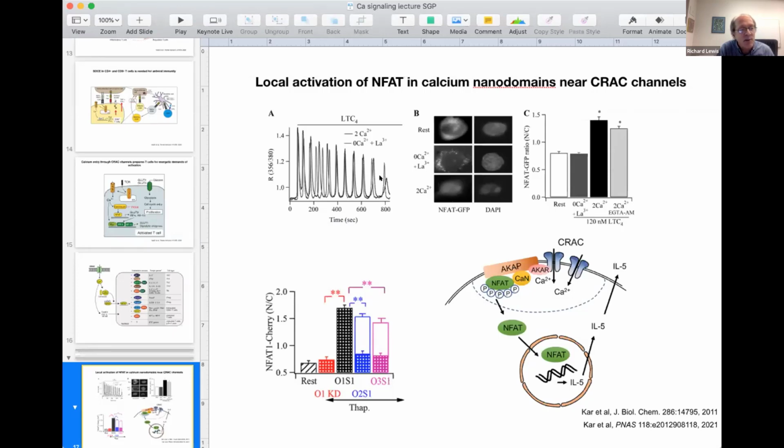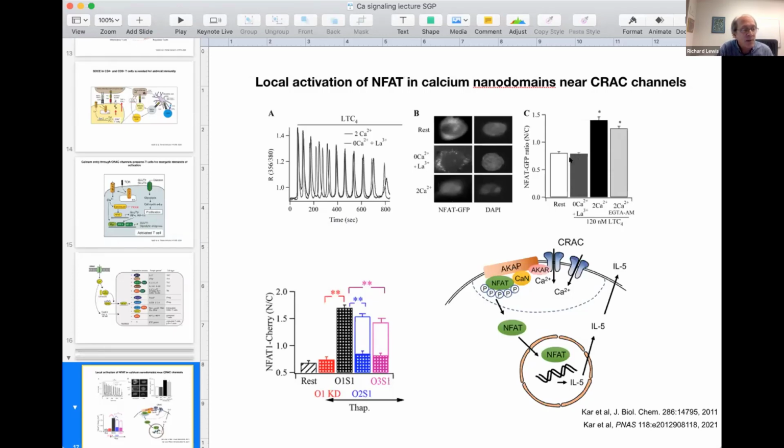This experiment shows that oscillations that are evoked in HEK cells by LTC4 with store-operated calcium entry active, in the presence of calcium, cause NFAT translocation. But nearly the same oscillations evoked when calcium entry is blocked do not suffice here. So the same global calcium signal doesn't send NFAT to the nucleus. It needs local calcium coming through the CRAC channel.